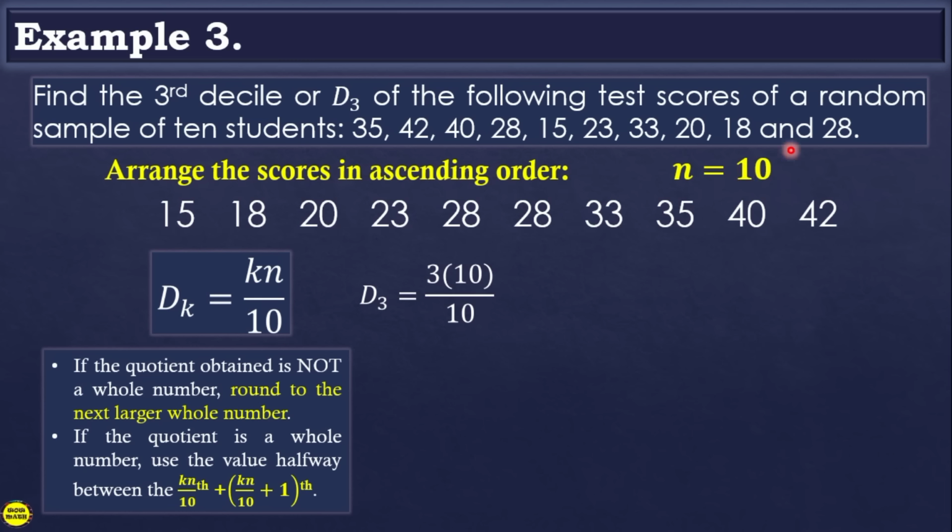So, why 10? Because our n is 10. And then, the 10 is constant because it is a decile. So, when it is a decile, divide it by 10. So, 3 times 10 is 30. Divide by 10. The answer is 3.